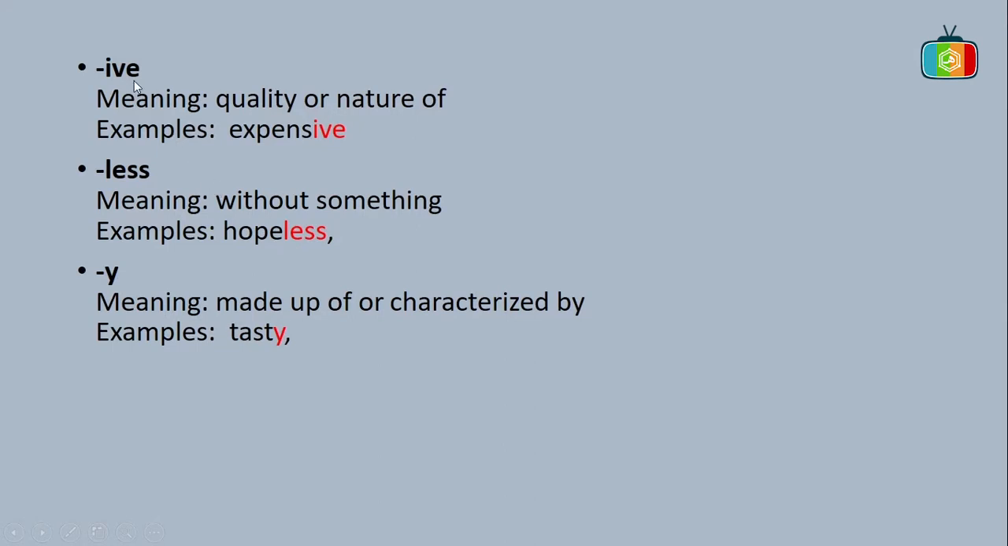Okay, here we have more suffixes with adjectives like ive, which means quality or nature of. For example, expensive. Here we have less, which means without something. For example, hopeless. And finally, we have y, which means made up of or characterized by. For example, tasty.